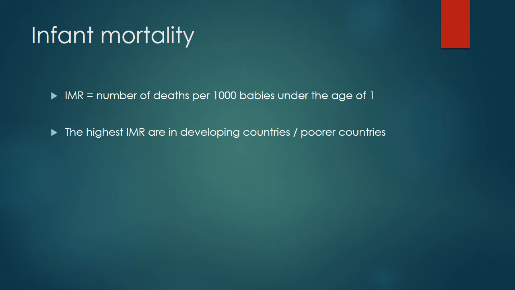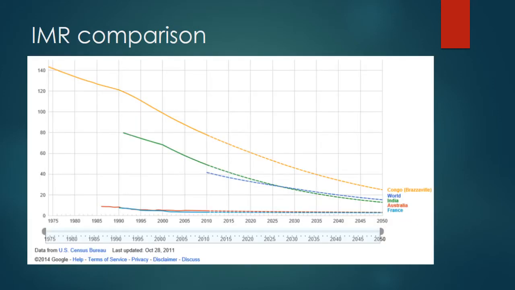So we generally find that the infant mortality rate, so the deaths in babies, is higher in developing or poorer countries. Again, I've used the public data Google tool to put in infant mortality rate, and you can do this for a lot of different statistics. So 0 deaths is obviously at the bottom, and if you look at the Congo, their deaths of infants in 1975 was 140 per 1,000, so that's quite a lot. That's over 10% of babies dying before the age of 1.